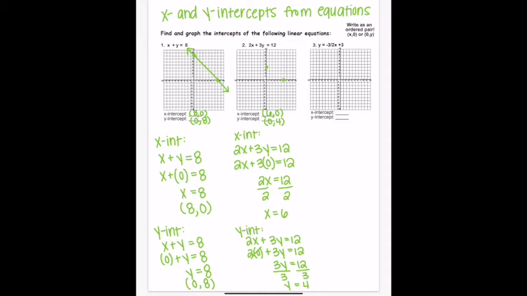And then draw our line through those 2 points. So notice that we talked about graphing lines in slope-intercept form. You can also graph lines in standard form if you find the x and y intercepts, because in order to draw a line, you just need 2 points.